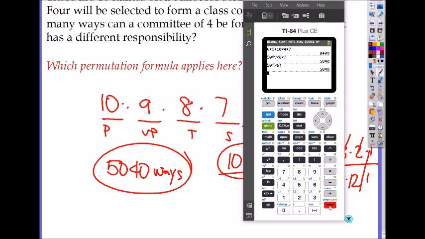Another thing that you can use, but make sure you know how to do this by hand, okay? If you want to do the permutation, you can put 10 first and go to math, probability again. You see nPr, n picking r for permutation, and nCr for combination. So you pick number 2, permutation, and how many were we picking from 10? 4. 5,040.